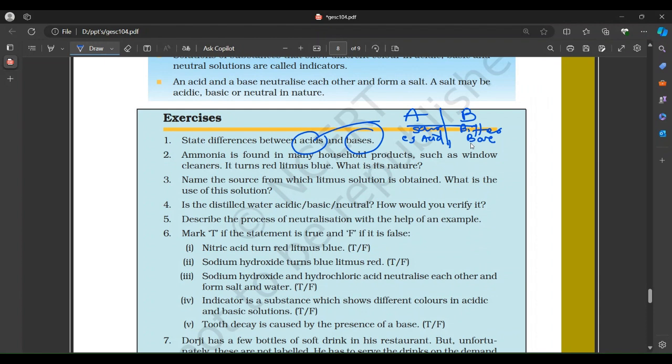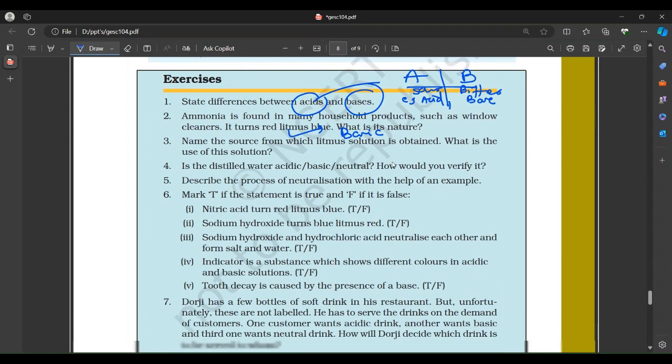Now the second question: ammonia is found in many household products such as window cleaners. It turns red litmus blue. So what is its nature? When red litmus turns blue, it shows the basic nature. So ammonia has a basic nature. Name the source from which litmus solution is obtained: that is lichen. What is the use of this solution? We are using it for identifying solutions as acid or base.